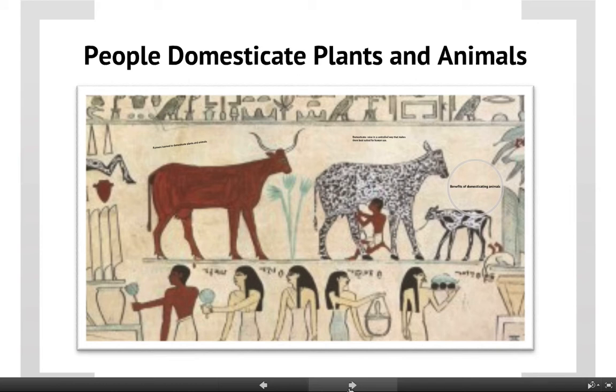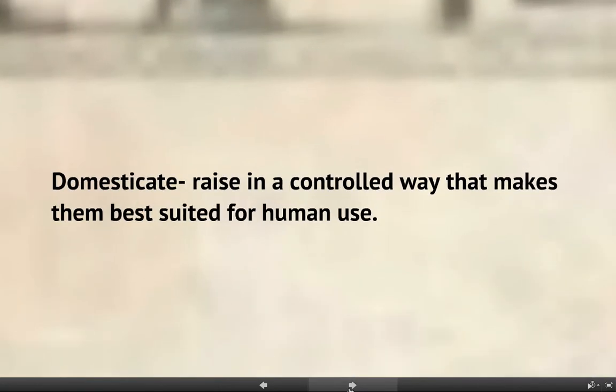Around the same time, people also started to domesticate animals, right? So the domestication of plants is farming. The domestication of animals is something a little bit different. They start using animals on farms. Farmers learn to domesticate plants and animals. The definition of domesticate is to raise in a controlled way that makes them best suited for human use.